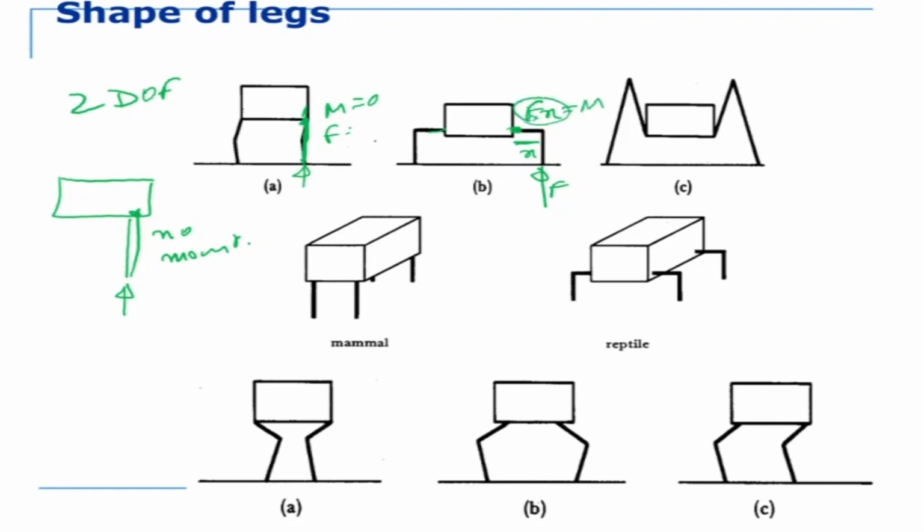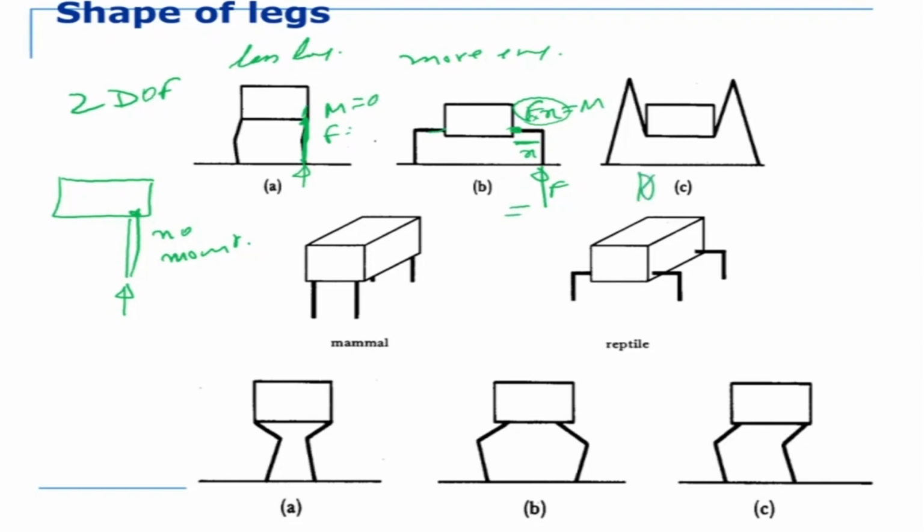Which means that this leg must provide a resisting torque such that the body is kept at that position. So it means that it needs more energy. This needs more energy, this needs less energy. Why? Because this one doesn't need a moment. This one needs a moment.